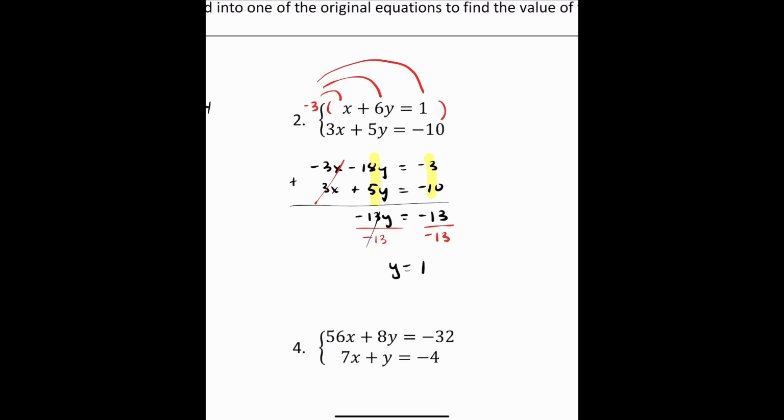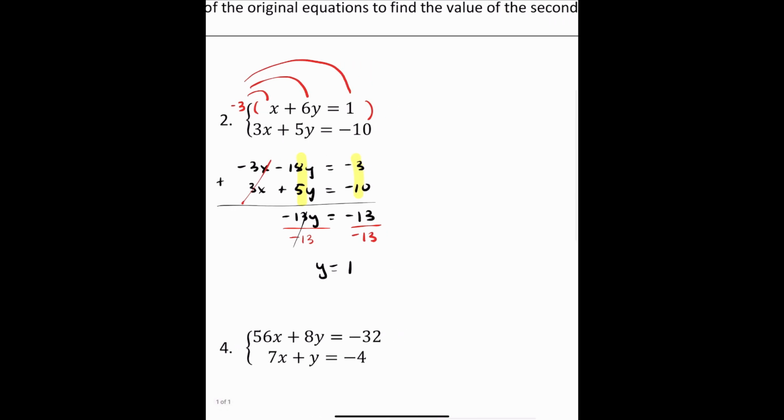So we're going to take our y value and plug it into one of the equations. I'm going to choose the first equation here. So x plus 6y equals 1. If y is equal to 1, then we have x plus 6 times 1 equals 1. So x plus 6 equals 1. I'll subtract both sides by 6. And then I will get x equals negative 5. So as an ordered pair, the solution to this system is (negative 5, positive 1).